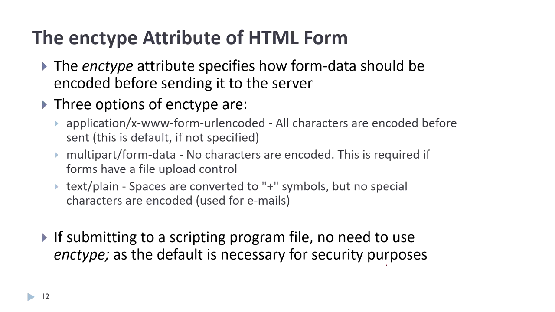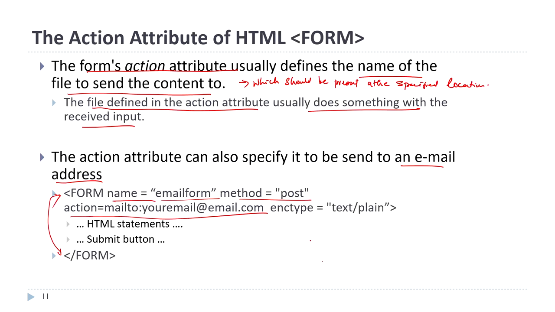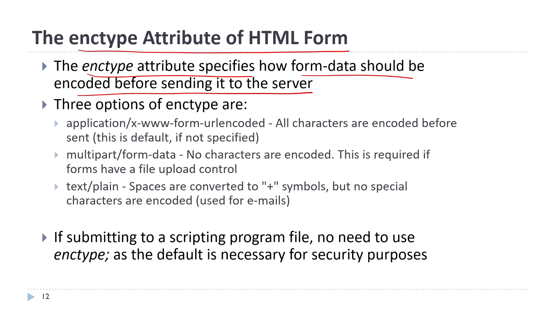Now the encoding type. The enctype attribute of the HTML form specifies how the form data should be encoded before sending it to the server. There are three options available for enctype. I will go from the bottom. The first one is text/plain. Any blank spaces will be converted to plus symbols, but no special characters are encoded. If you say IIT space Kanpur, the space will be replaced with a plus sign.